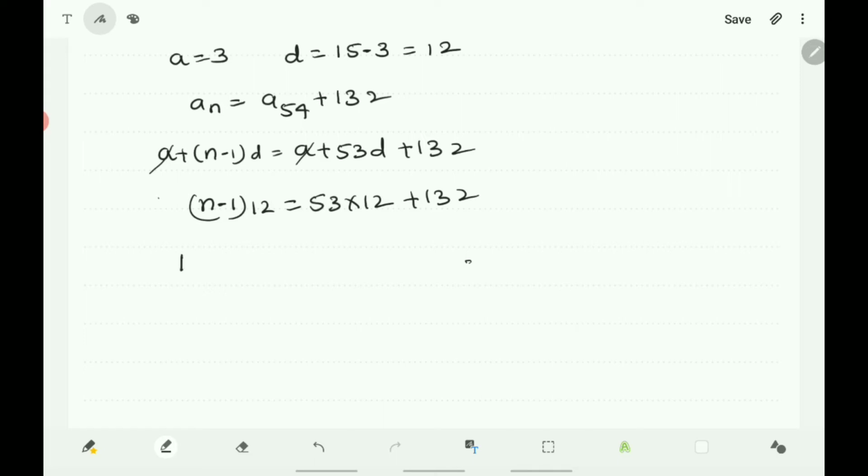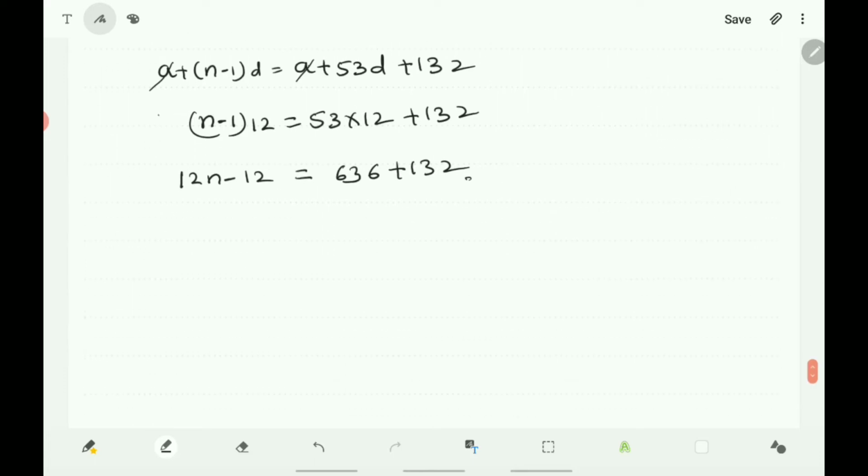Multiply n by 12. It is 12n minus 12 equals 53 into 12 plus 132. The product of 53 and 12 is 636, plus 132. Then 12n minus 12 equals the sum of these two, 636 plus 132, which is 768.